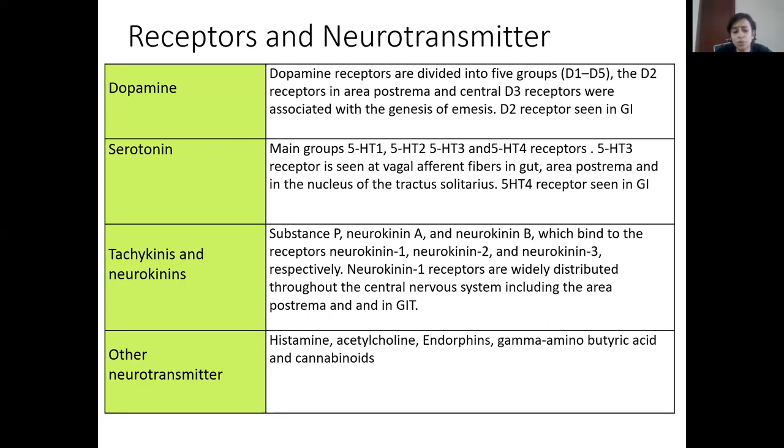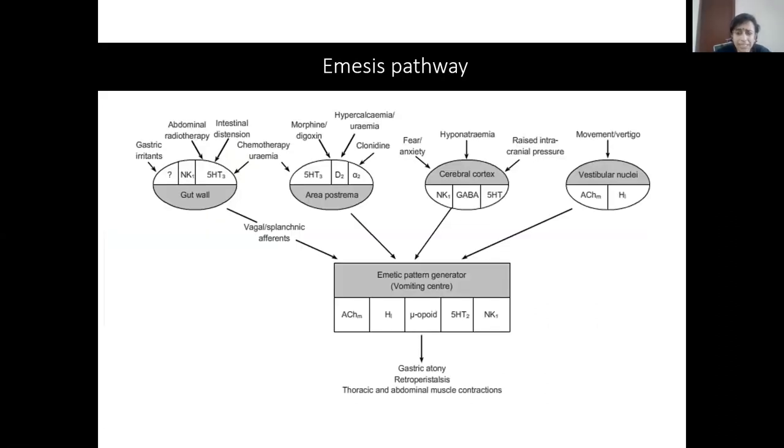There are many other neurotransmitters like histamine, acetylcholine. We know that we use antihistamines for controlling vomiting. GABA, cannabinoids, many of them. This is a diagram. Sometimes it helps me to go to this diagram and see what is where and which is what. So I hope you can see.